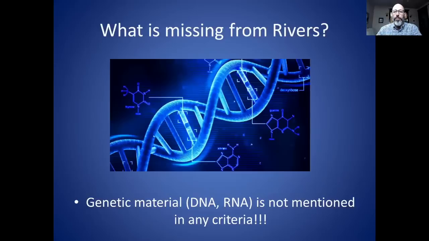So notice what is not in Rivers' criteria. There is nothing about genetic material, DNA, or RNA mentioned at all. So in other words, you don't even have to look at the genetic material in order to prove these criteria. And at least formally, the genetic material or specific sequences does not have a role in proving that a virus causes a disease. And I'm following what is specified in the authors of the Nature paper.